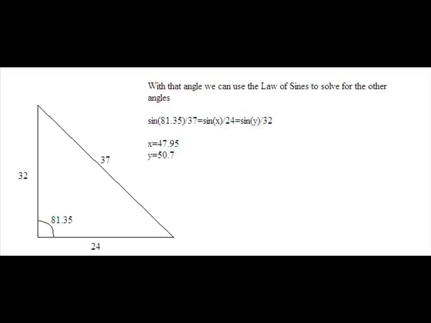Now on to the final step for this problem. It's really a two-part step, but because it's the same thing over, I'm going to include this in the same one. You're going to use the law of sines to solve for the other two angles. You have the sine of the 81.35 degree angle over 37 equals the sine of x over 24, which is also equal to the sine of y over 32. And this gives you angles of 47.95 and 50.7. With that, you've used the triangle area formula, the law of sines, and the law of cosines to solve for a triangle and its area.